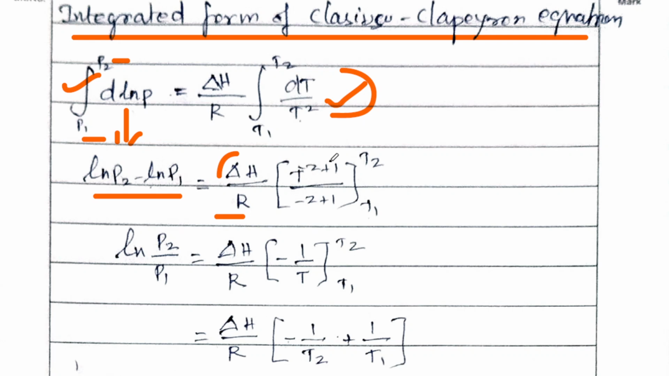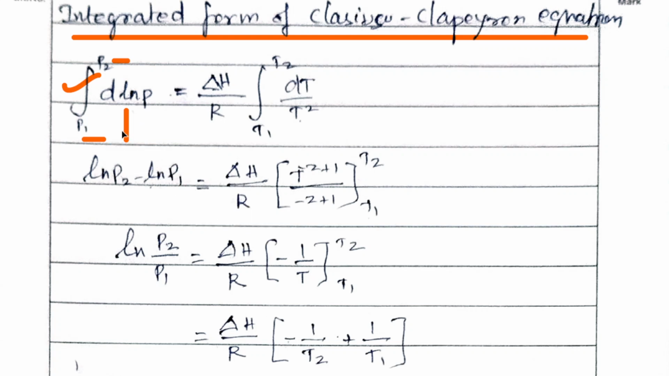N power a, power n plus 1, divided by n plus 1. According to that formula, T power minus 2 plus 1, divided by minus 2 plus 1. This is the integral value between the limits T1 and T2.